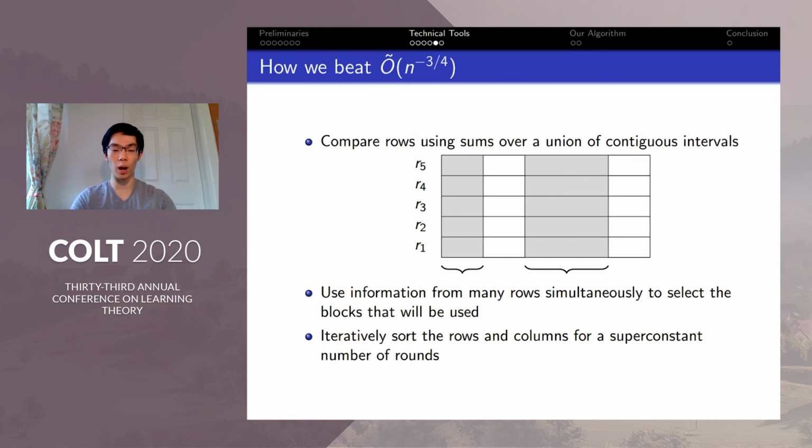Finally, we have multiple rounds of first sorting the rows, then fixing the row permutation, sorting the columns, and so on and so forth. And we do this for a super constant number of rounds, overcoming the one-shot barrier.